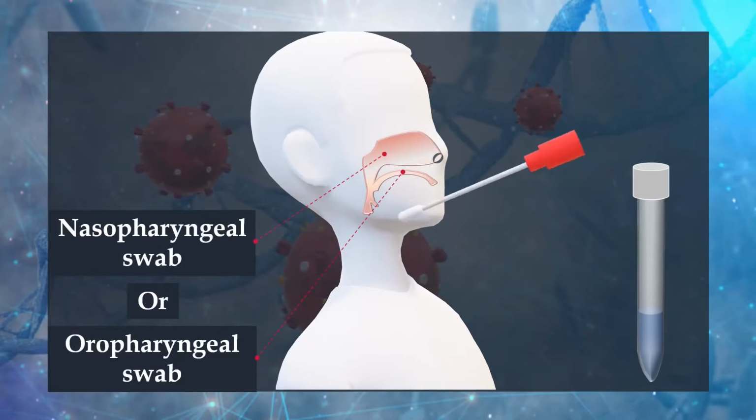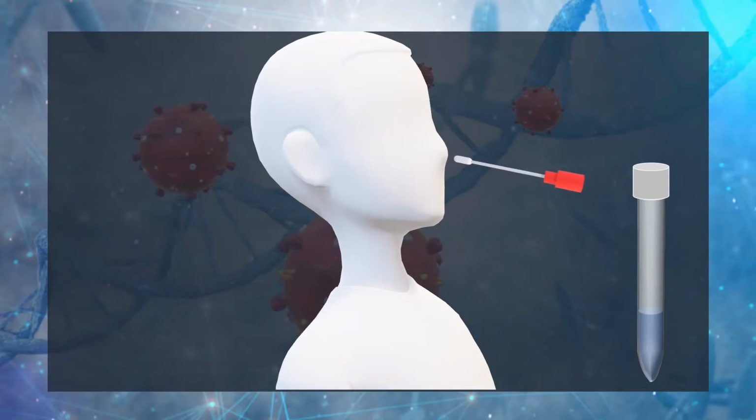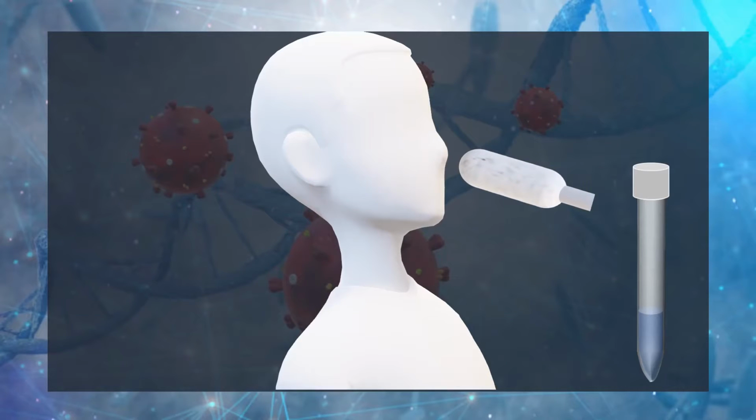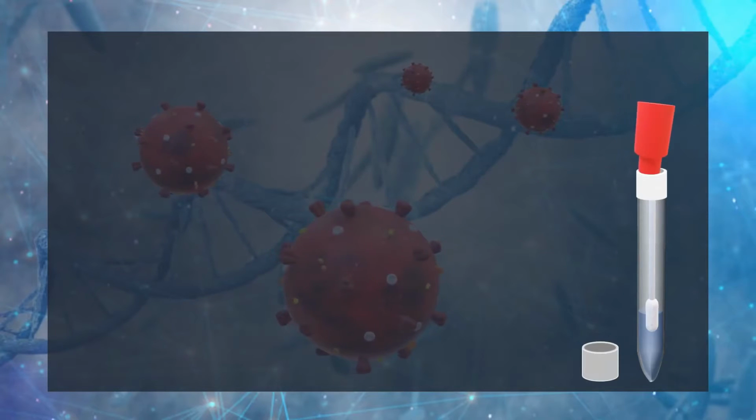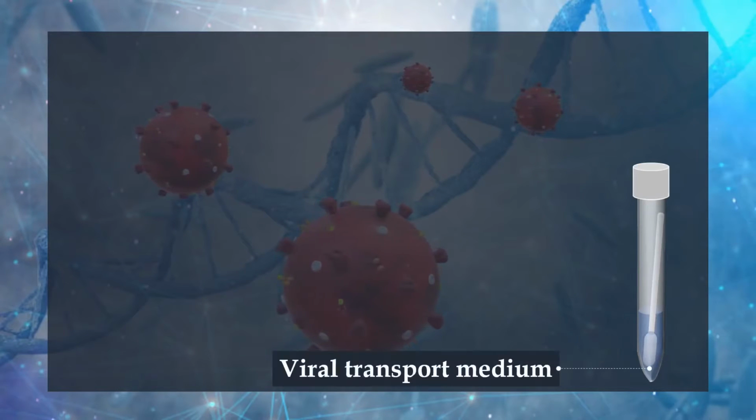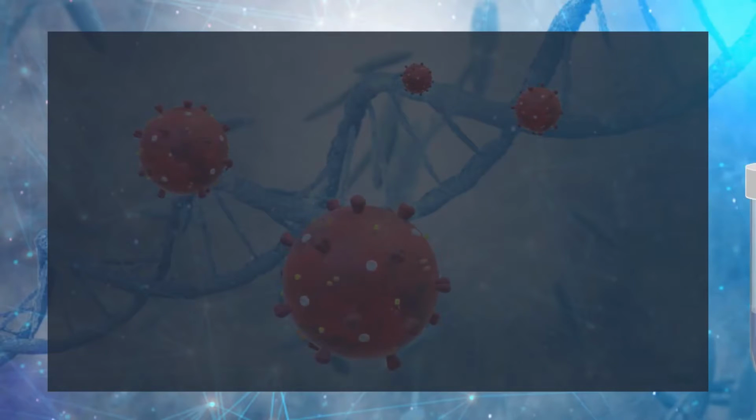For a nasopharyngeal specimen, the swab is inserted in the nostril and gently moved forward into the nasopharynx, then it is rotated for a specified period of time to collect secretions that contain the virus. Once the swabbing is applied, the swab is placed immediately into a sterile tube containing a viral transport medium.